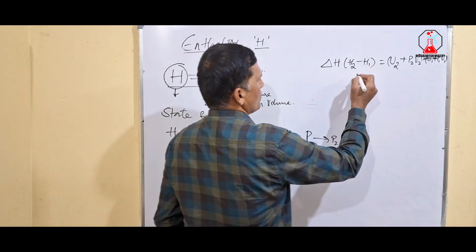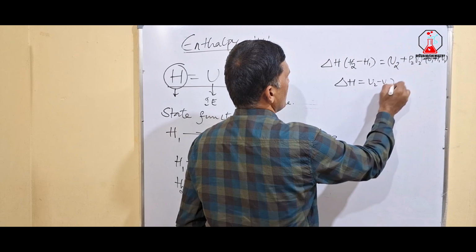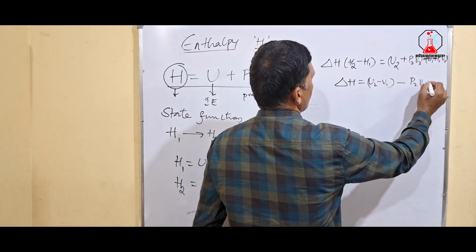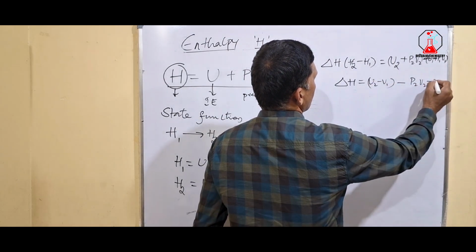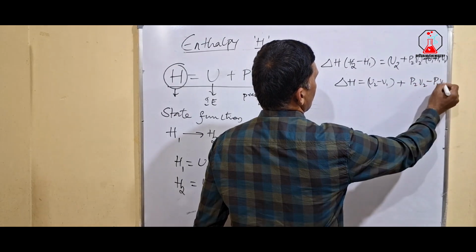Now take the same terms on the same side, so therefore delta H is equal to U2 minus U1 plus P2 V2 minus P1 V1.